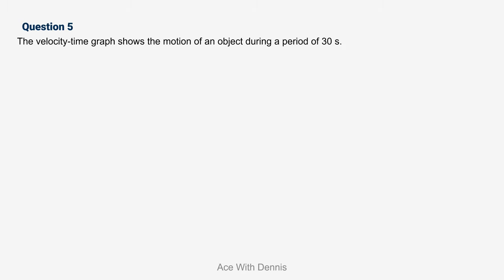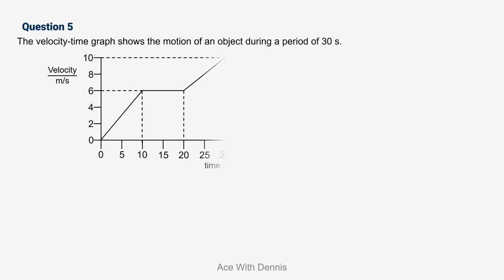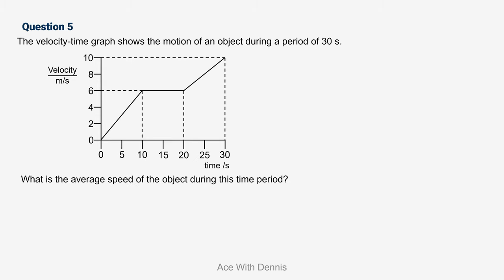Question 5. The velocity time graph shows the motion of an object during a period of 30 seconds. What is the average speed of the object during this time period? A, 5.7 meters per second, B, 6.0 meters per second, C, 6.3 meters per second, or D, 6.7 meters per second. The answer is A, 5.7 meters per second.